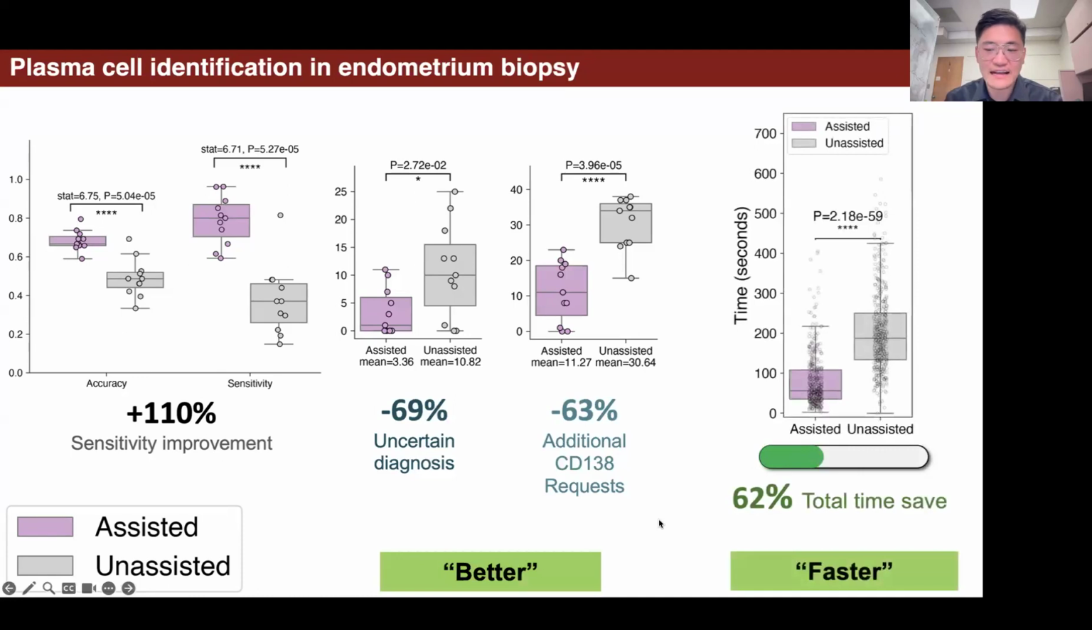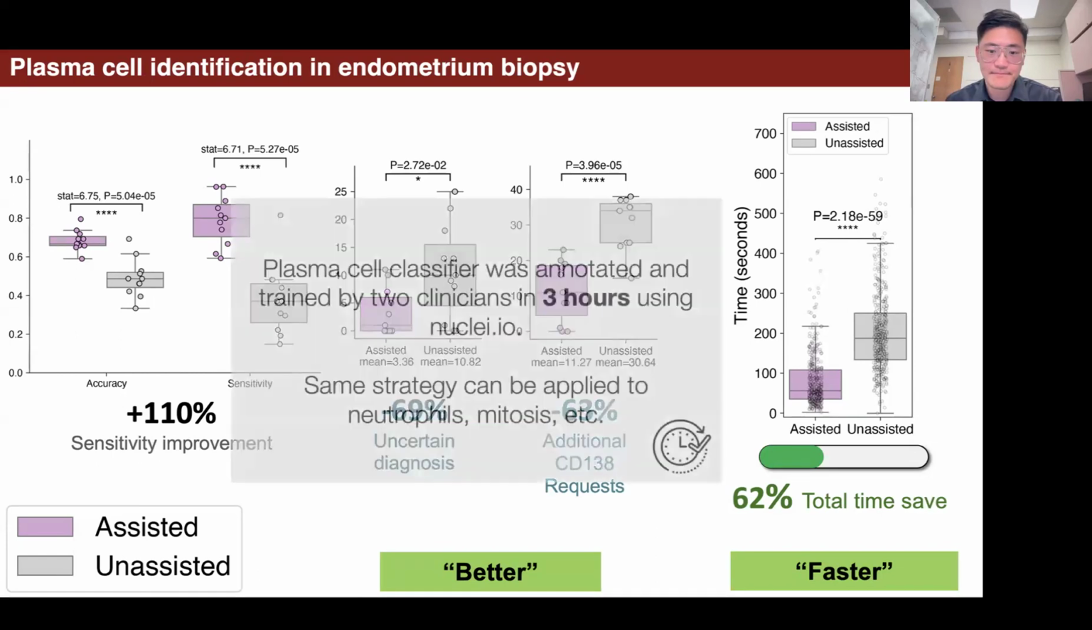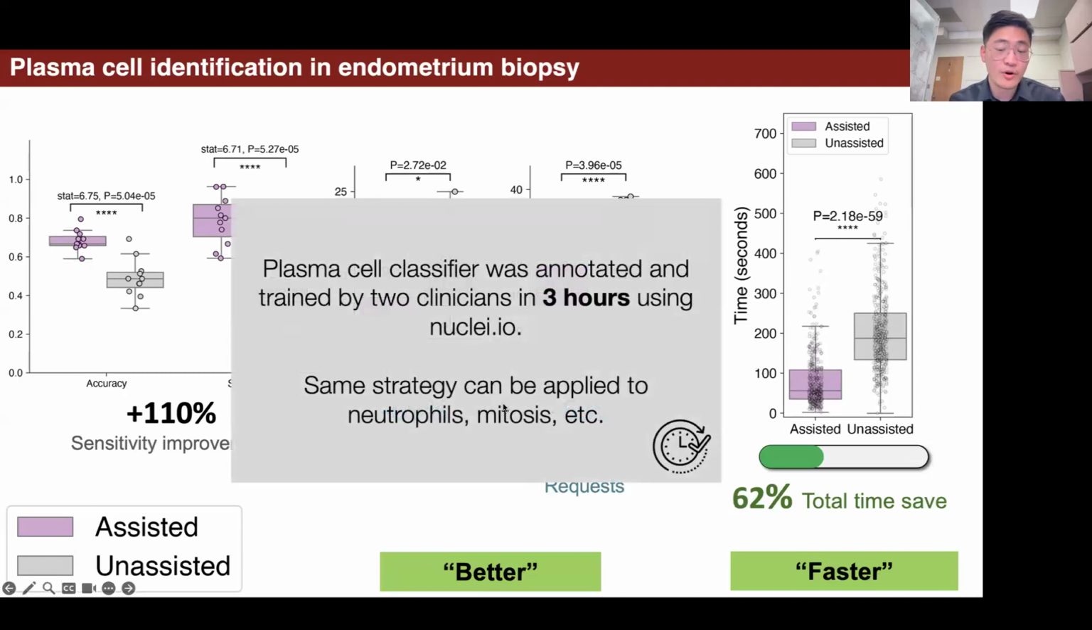Furthermore, because we record all the user activity, such as the screen time, we can compare the total time they spend on each whole slide image. We found that using AI to assist their diagnosis can reduce the time by 62%, which also suggests AI can make the diagnosis faster. The plasma cell classifier was annotated and trained by 2 clinicians in 3 hours using nuclei. The same strategy can also be applied to neutrophils, mitosis and so forth.